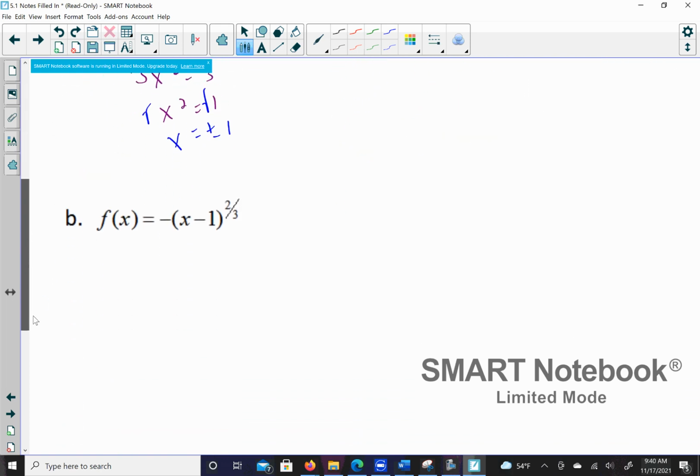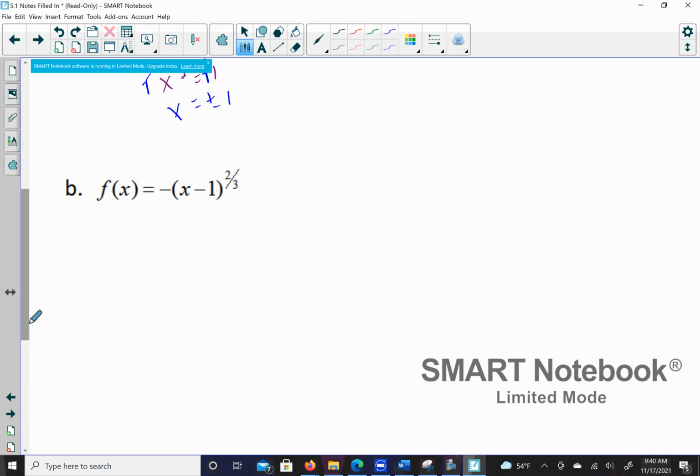Okay, here's the next one. I'm going to look for my critical numbers and my extrema values, my relative extrema. So what I'm going to do is I am going to take the derivative.